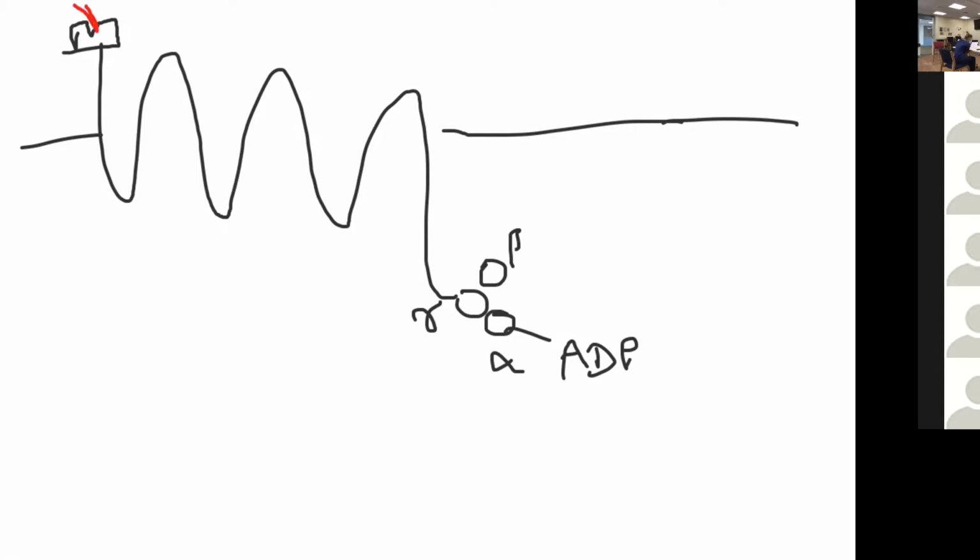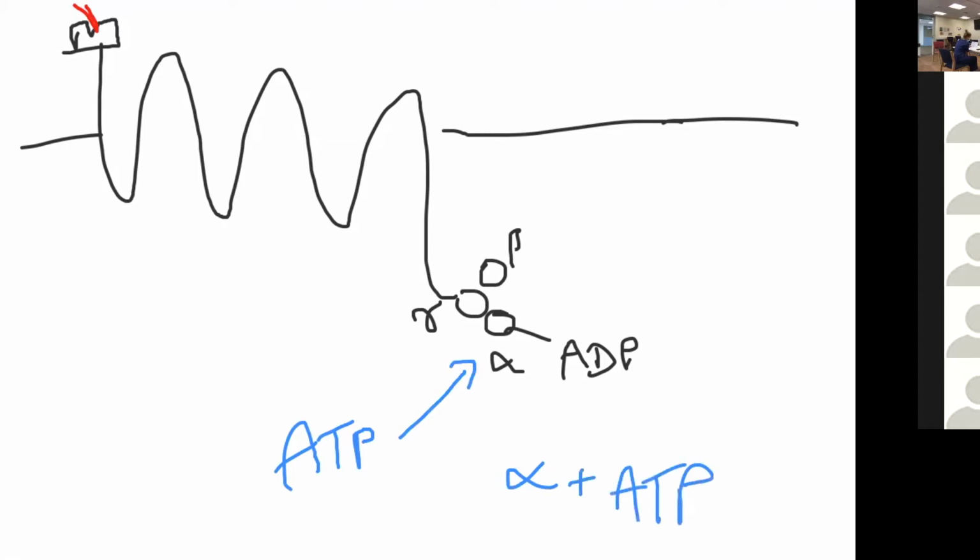So the binding of a ligand to the extracellular side of the receptor here results in a conformational change of the transmembrane protein. This results in the activation of the alpha ADP subunit, the alpha ADP dimer. This causes the binding of ATP, adenosine triphosphate, to the alpha subunit, which then the alpha and ATP subunit dissociates and moves away from the rest of the G protein. This then goes off and has an effect on a second messenger system within the cell.